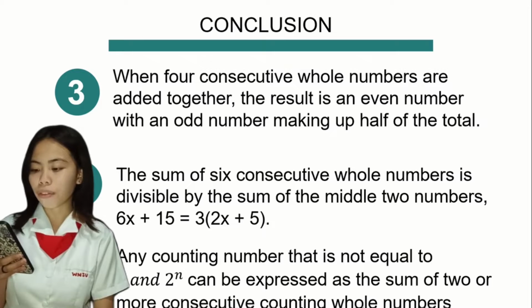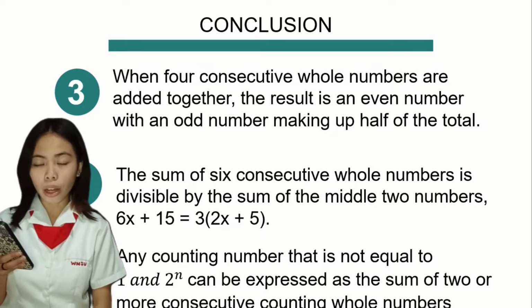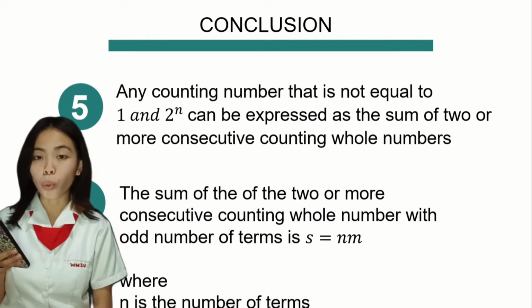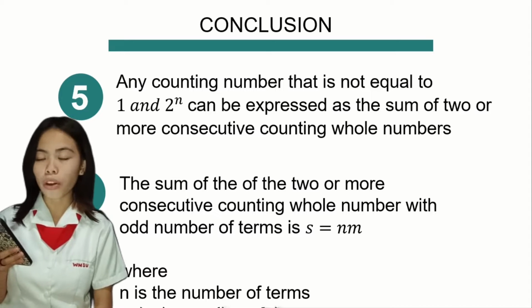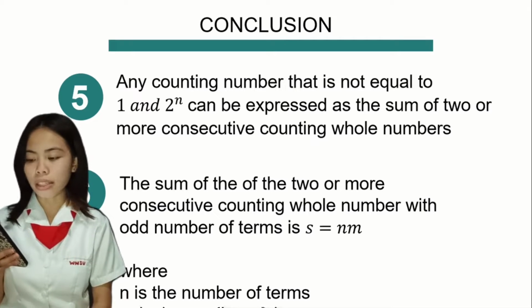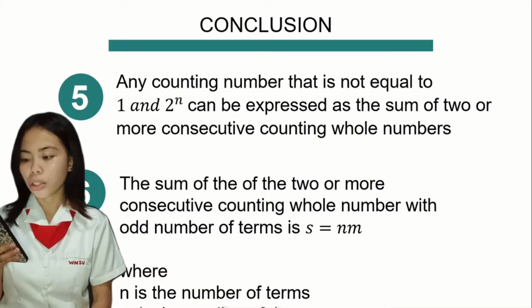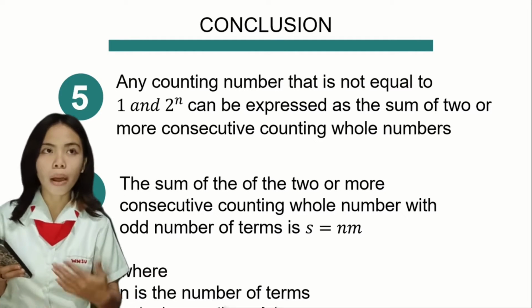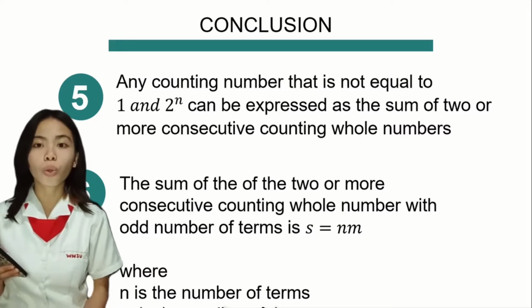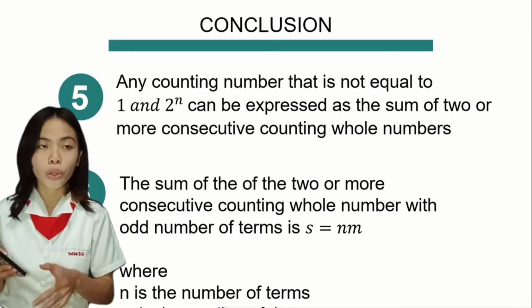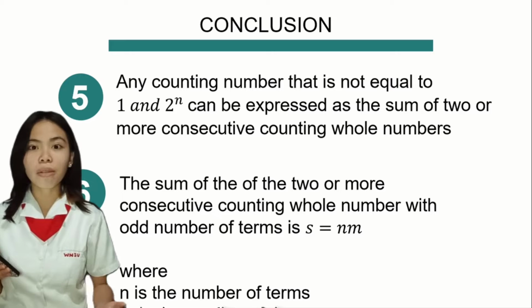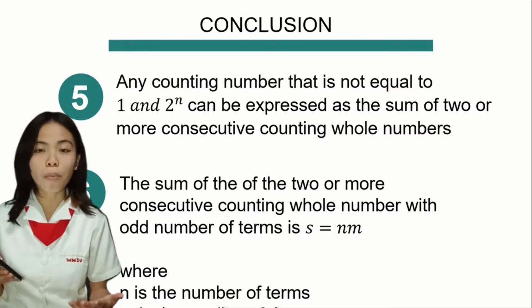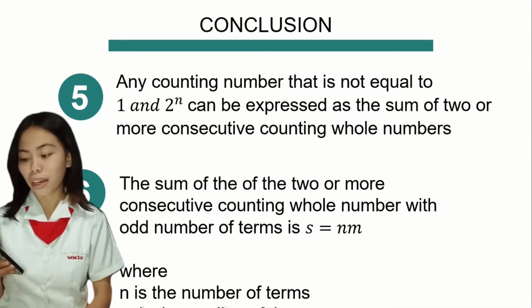So for our fifth conclusion, any counting number that is not equal to 1 and 2 raised to the power of n can be expressed as the sum of 2 or more consecutive counting whole numbers. So when you encounter numbers that are not 1 and 2 raised to the power of n, you can conclude that they can be expressed as the sum of 2 or more consecutive counting numbers.